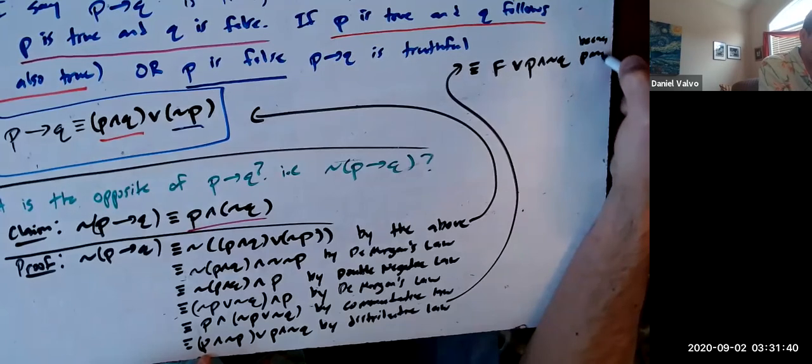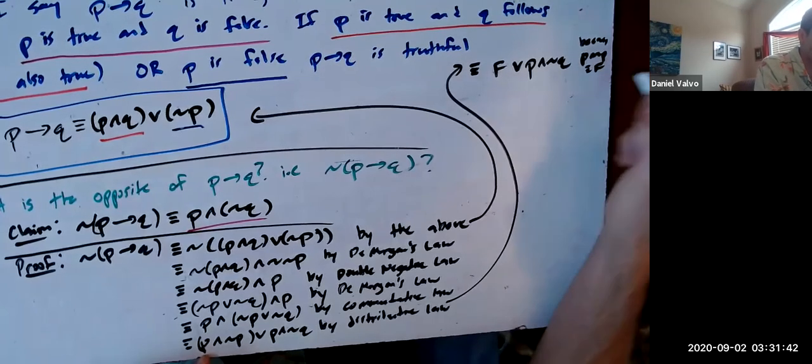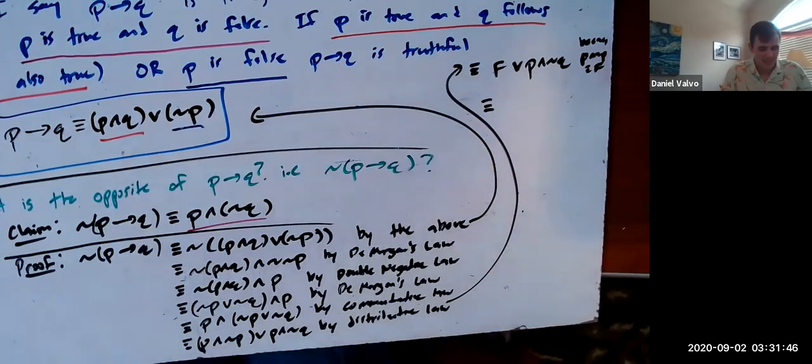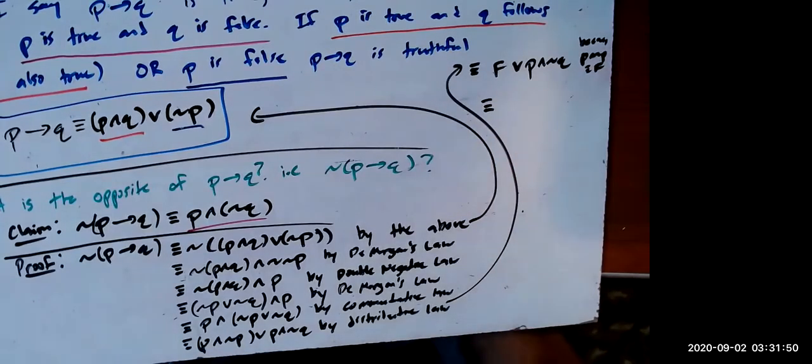P and not P always equals false. We're going over that. Now, here's the last interesting step. What's this equivalent to? You could take out the false or, because if P and not Q is true, it doesn't matter anyway.